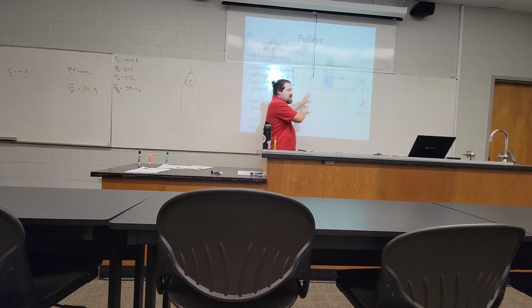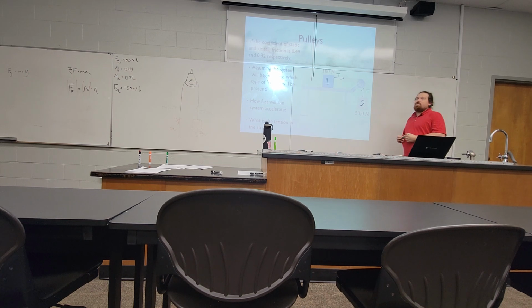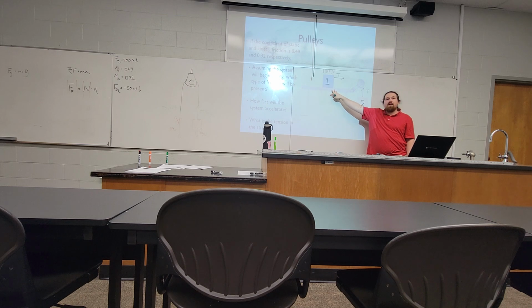So, back to the actual question that we're looking at today. Here we have two objects connected via a string. That string is running over a pulley. And the pulley is just to change the direction of the tension. Both objects are going to have some amount of tension acting upon them, same number for each. And box 2 is just hanging in midair. Box 1 is sitting on the table.